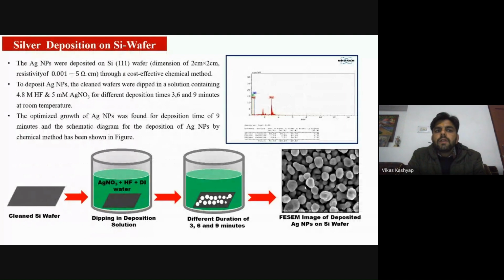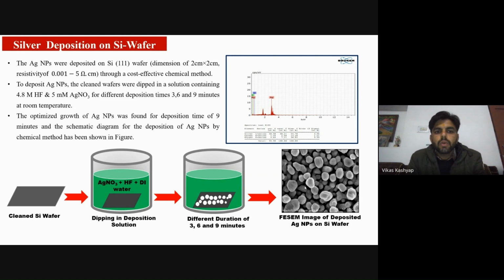We have deposited silver nanoparticles. Ag nanoparticles were deposited on the silicon (1,1,1) face of the wafer, where the dimensions are 2 by 2 centimeter square. The wafer resistivity is 0.001 to 5 ohm centimeter, through a cost-effective chemical method. To deposit Ag nanoparticles, the clean wafer was dipped in a solution containing 4.8 molar hydrofluoric acid and 5 millimolar silver nitrate for different deposition times of 3, 6, and 9 minutes at room temperature.